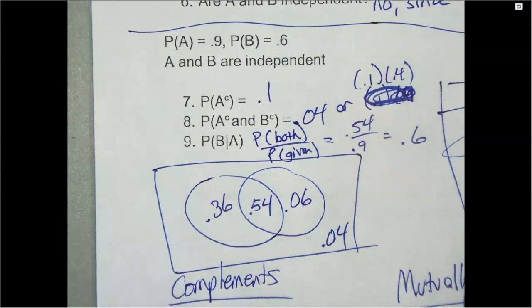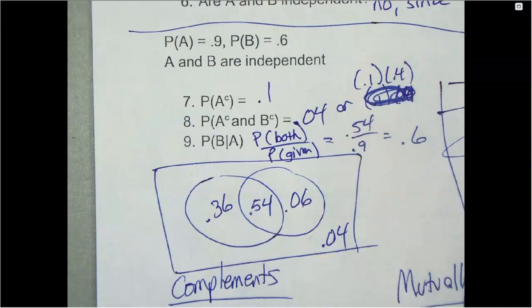I did my Venn diagram first, and I have to start with the overlap. It doesn't directly tell me the overlap, but I know if two things are independent, then the overlap is just multiplying them together, so that's why I got the 0.54. And then 0.9 minus that gives me this, and 0.6 minus the overlap gives me that. If I add all these up, I get 0.96, so that leaves 0.04 going out. Remember, you've got four slots to choose from, and they all have to add up to 1.